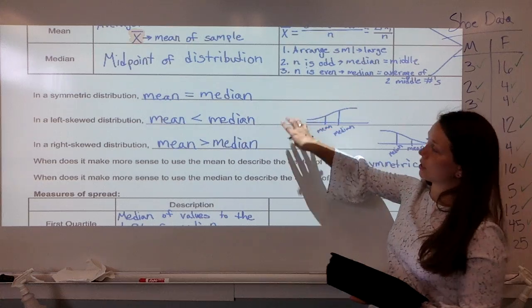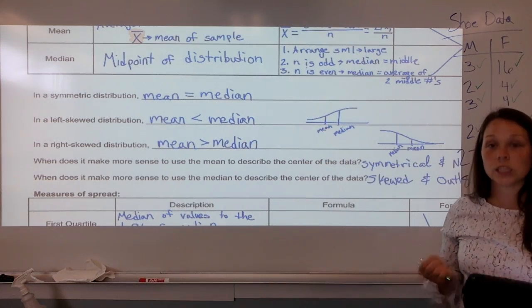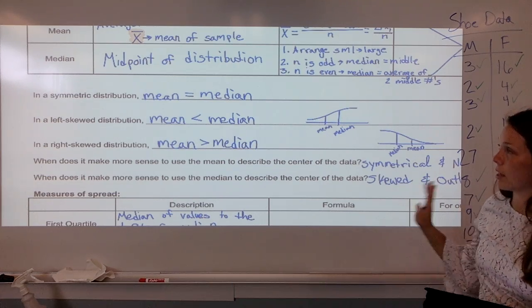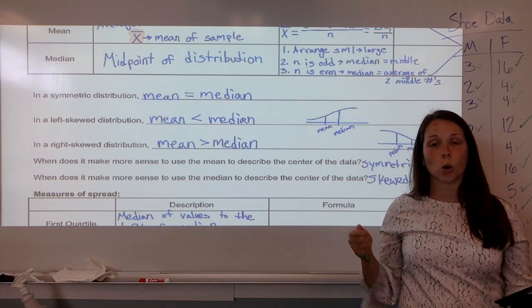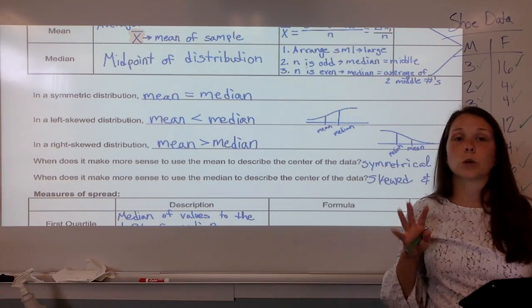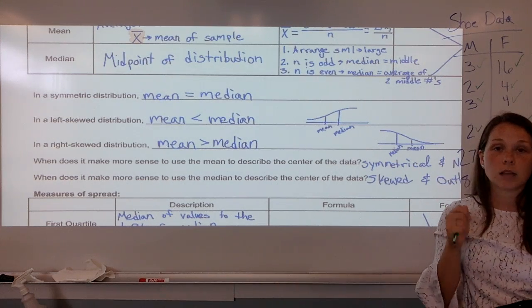This next piece, these 3 lines here are really common for multiple choice questions on the AP exam. So it's important to have a good understanding of this. When you have a symmetric distribution, your mean and your median are going to be practically equal or exactly equal. So when you have a symmetrical distribution, your mean and your median are going to be the same value.